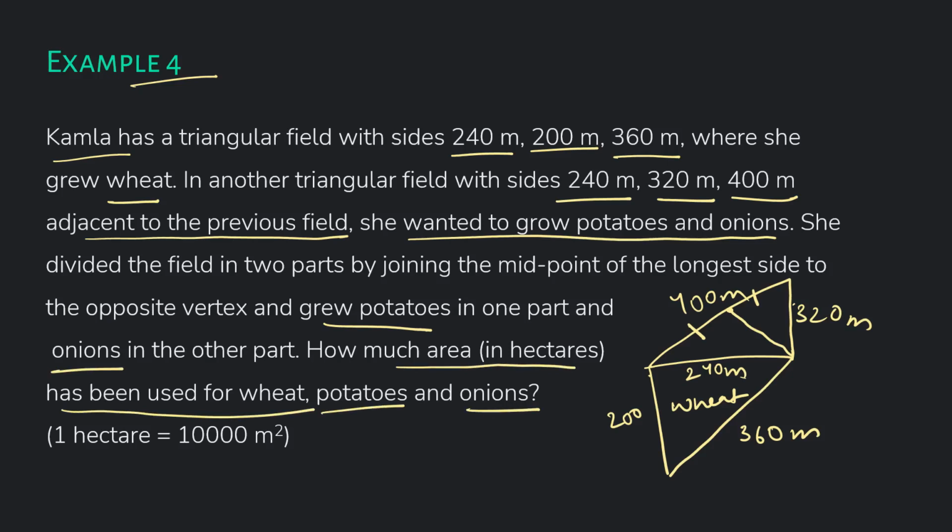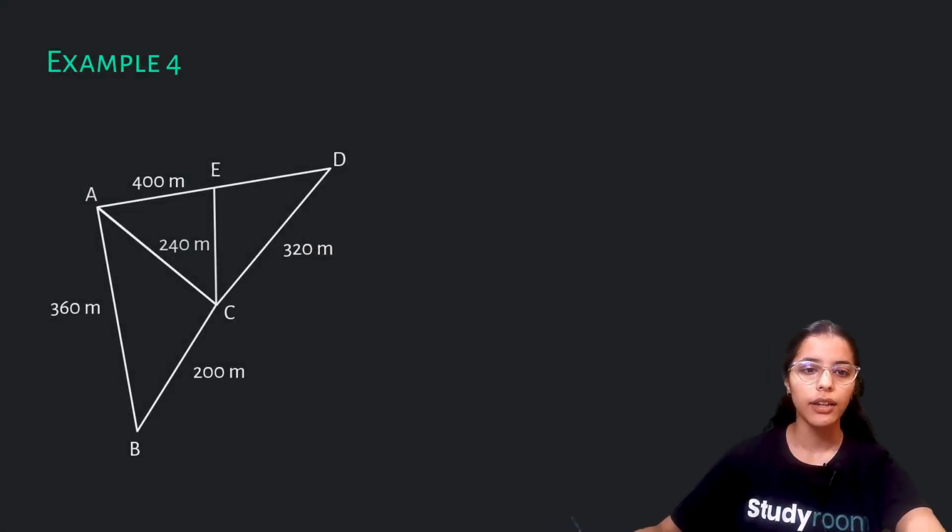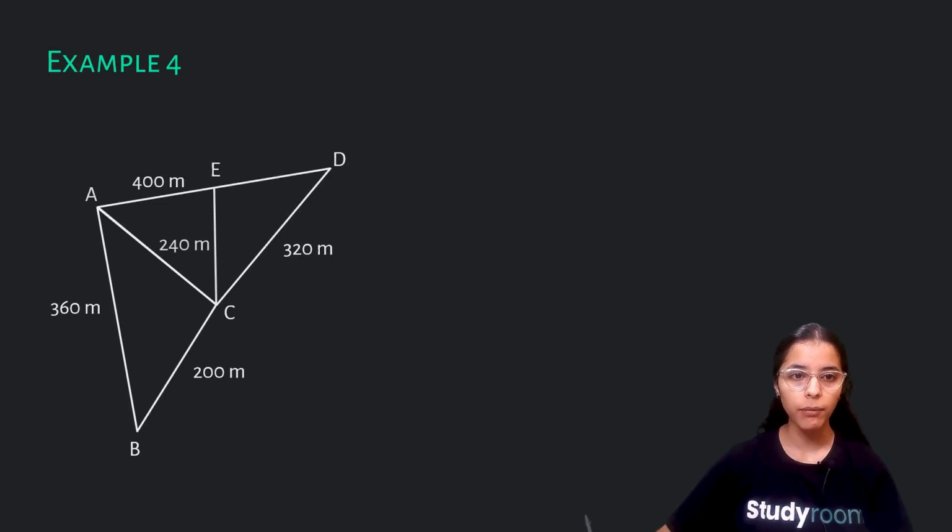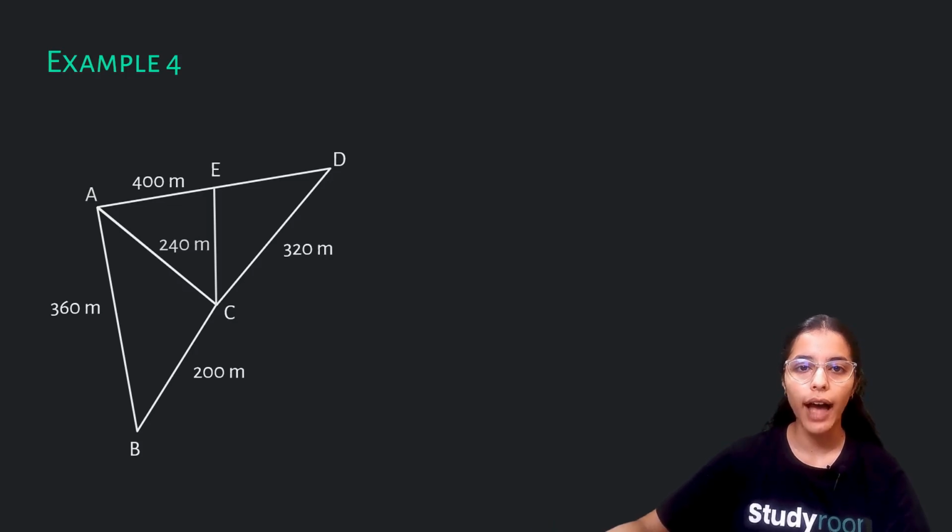In hectares it is asking, so a hectare is given as 10,000 meters square. So first we'll find out the area of each triangle and then we'll convert it into hectare. Now let us see the more formal diagram, as I have drawn it in a clearer way. So here we can easily find out the area of triangle ABC.